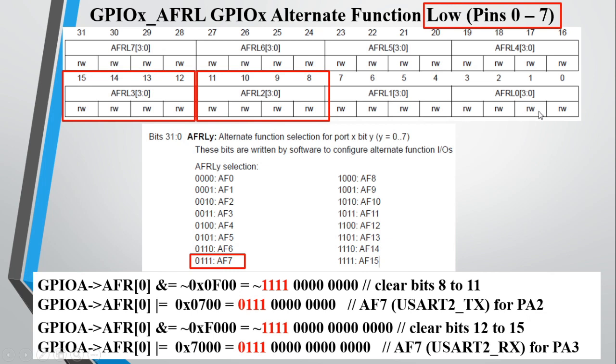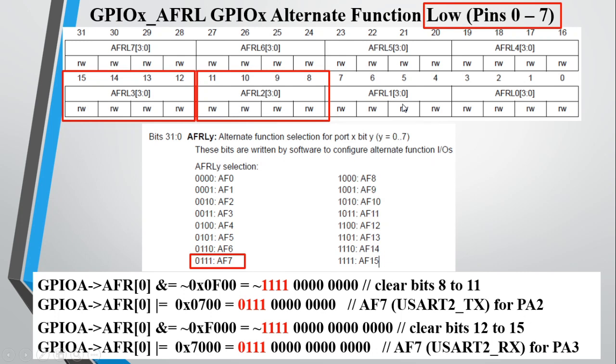Here you can see a set of 4 bits is used for configuring the alternate functionality of each pin. Why 4 bits? Because 16 functionalities can be selected, AF0 to AF15, total 16 functionalities. So 4 bits are dedicated to each pin. Bit number 0 to 3 is used for configuring the alternate functionality of PA0, or pin number 0. That is why AFRL0 is written. Then AFRL1, that means bit number 4 to 7, is used for configuring the alternate functionality of PA1.